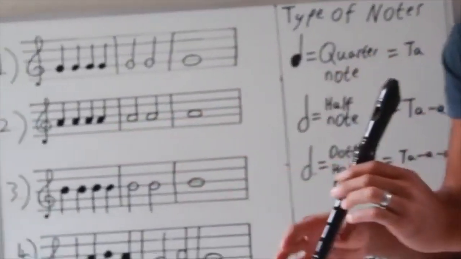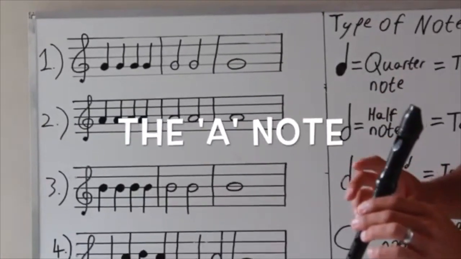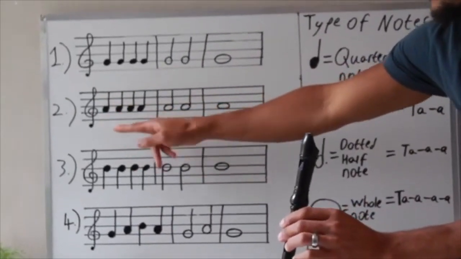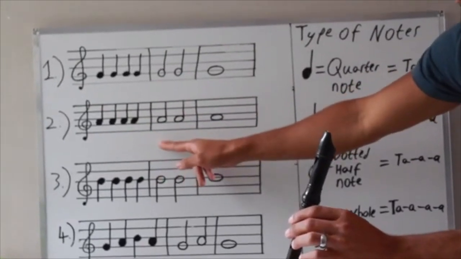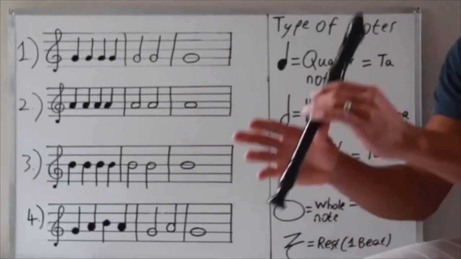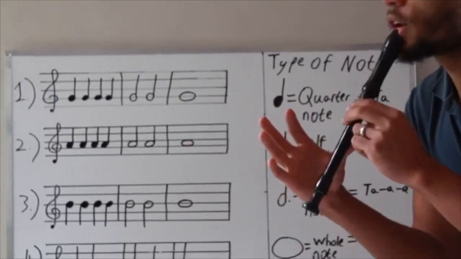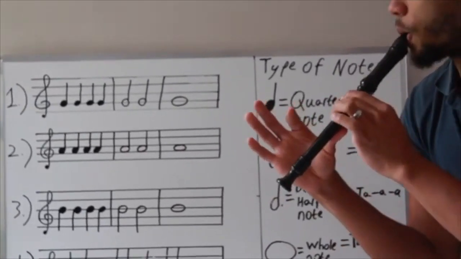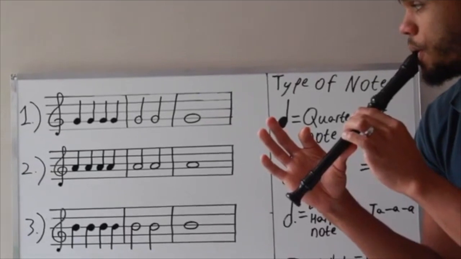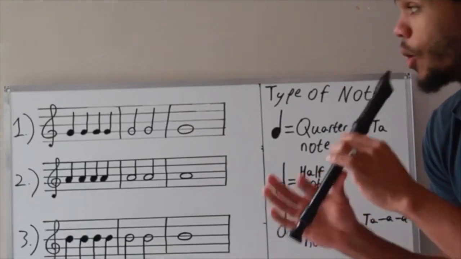So let's play line number 2 with the same rhythm, but this time using A. Okay? So let's try that out. Same rhythm. So it's still ta, ta, ta, ta, ta, ah, ta, ah, ta, ah. Alright, let's put it in the recorder. So hold your recorder, hold an A, rest it on your lips, and let's go in 1, 2, 3, go. One more time, go.